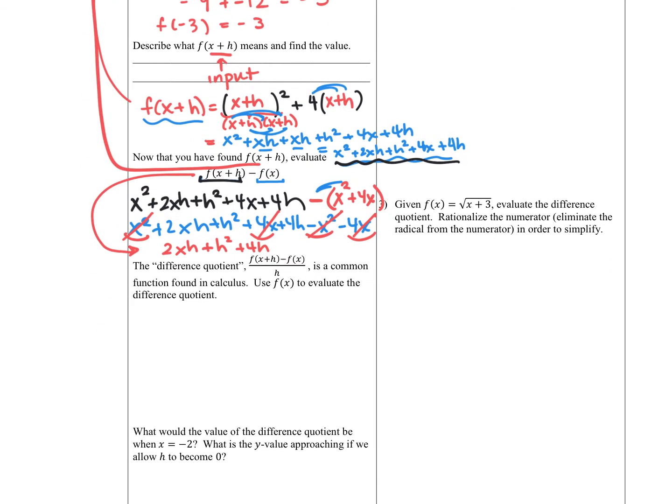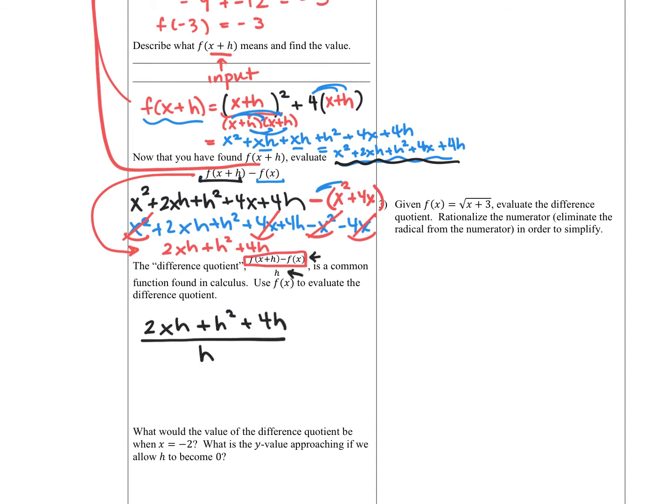Now there's something called the difference quotient, which takes basically what we just found, f of x plus h minus f of x, all over h. It's a very common function that's found in calculus. So if we want to evaluate the difference quotient here, we already found out what f of x plus h minus f of x is. It was 2xh plus h squared plus 4h. Now we just need to write that all over the h.